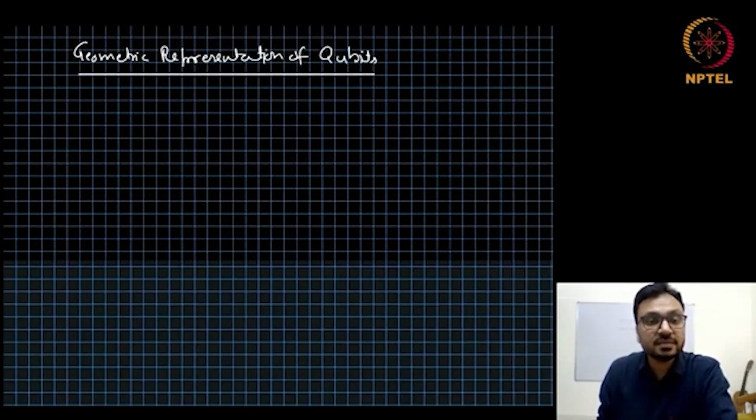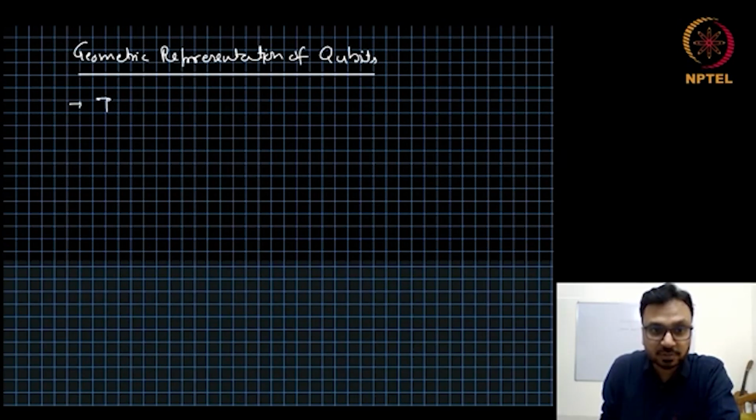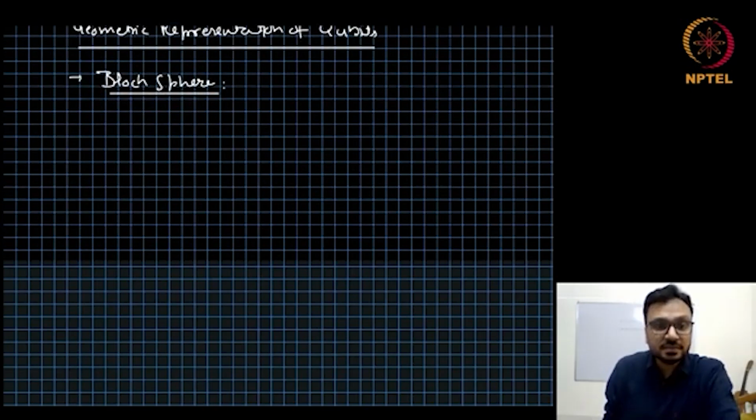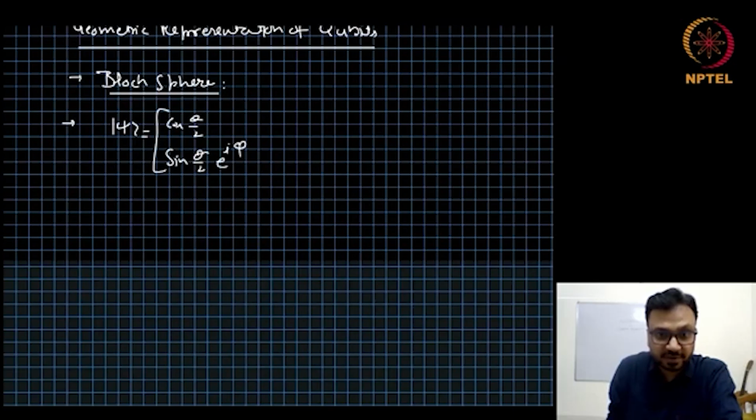In this lecture, we will discuss the geometric representation of qubits. What we mean by this is we will talk about something called the Bloch sphere. So to understand the Bloch sphere, let us start with the representation of the pure state, which is cos of theta over 2, sine of theta over 2 exponential of i phi.